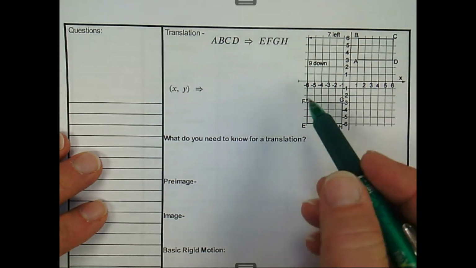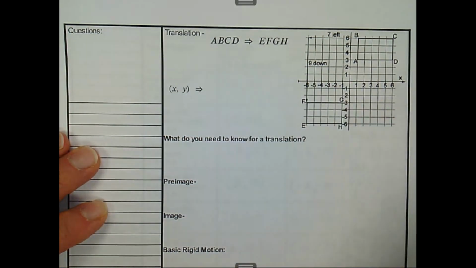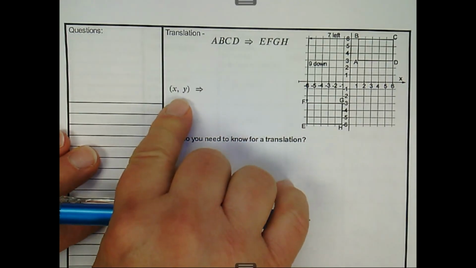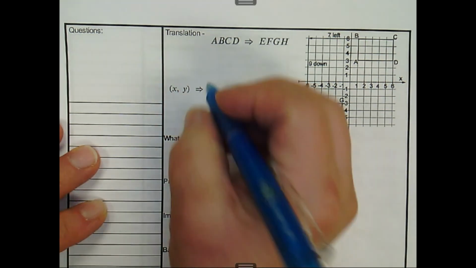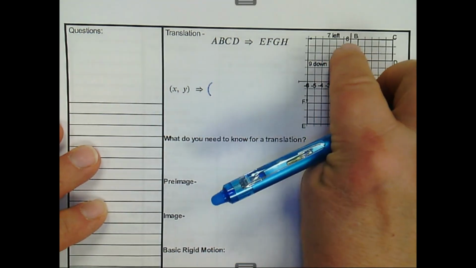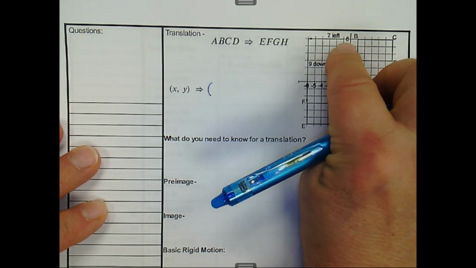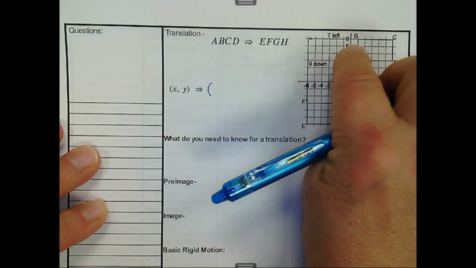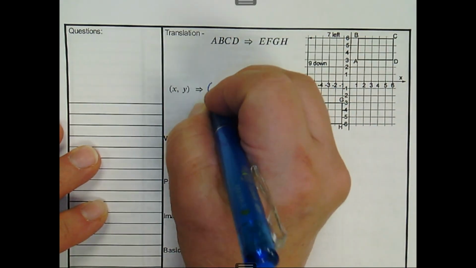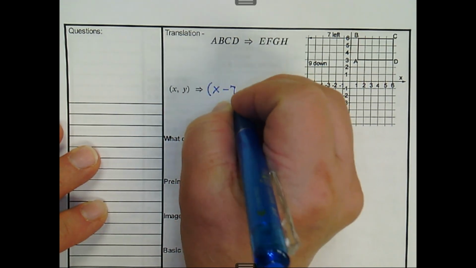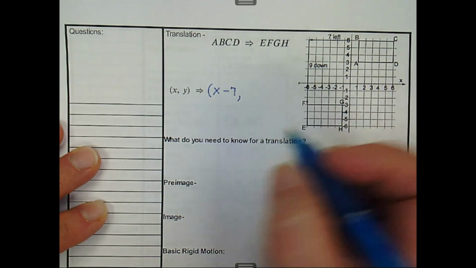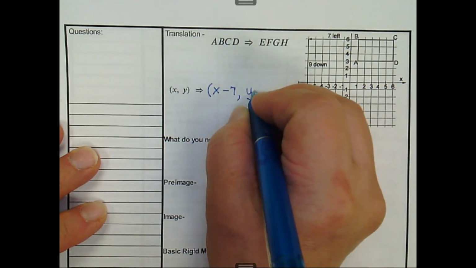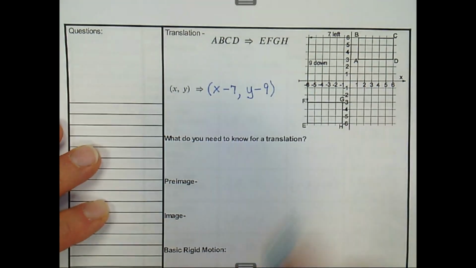So when we go right or left, is that your X or your Y value? So the way I change my points, (x, y) is mapped onto. Left or right is my X value. I'm going left, that means I am subtracting 7. I'm going down, that's my Y value. That means I am subtracting 9. That is my mapping.